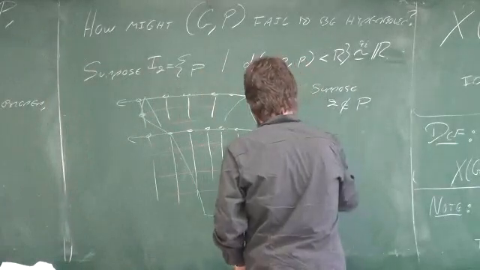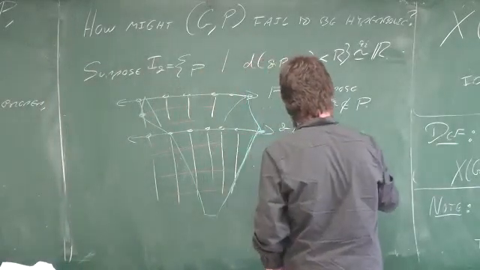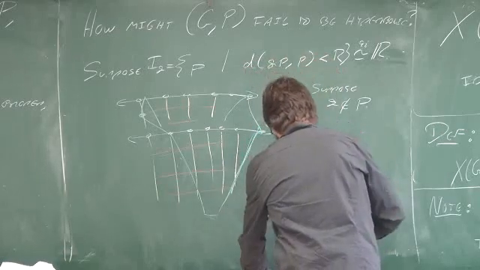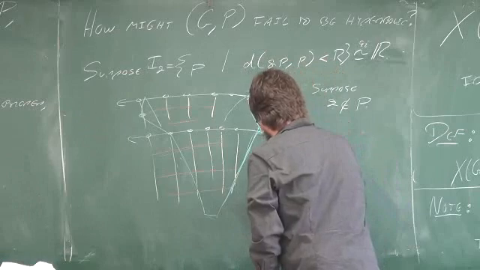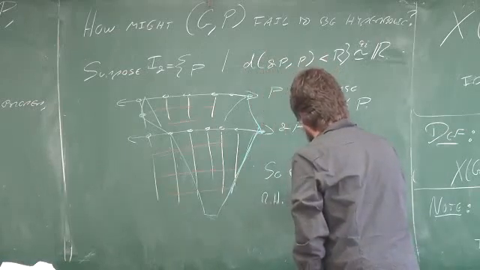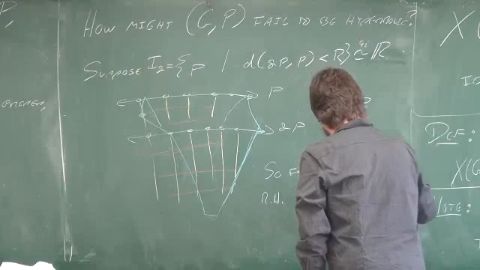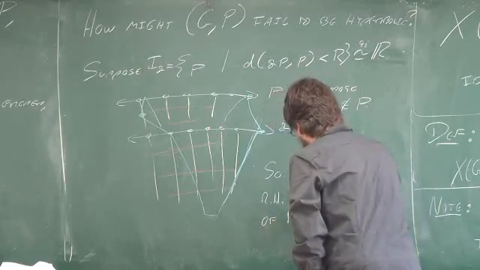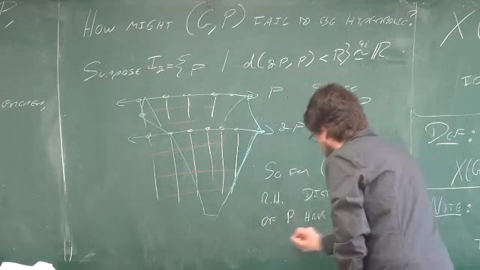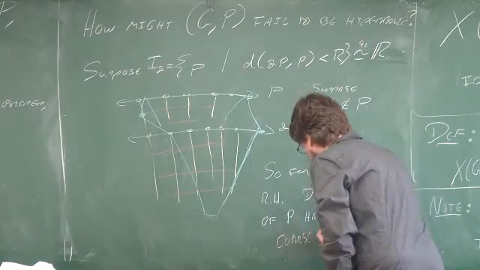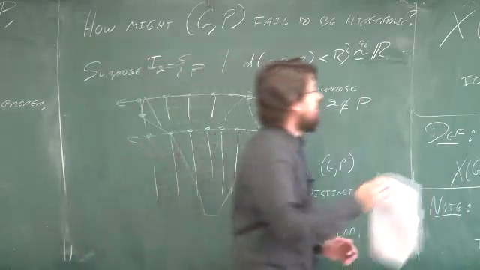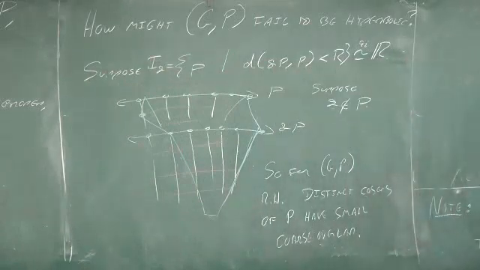So, for G, P relatively hyperbolic, distinct cosets of P have small coarse overlap. Okay. So that's meant to make the following statement a little bit more plausible in one direction at least.